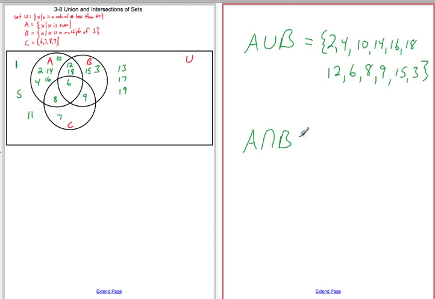So what is the intersection of A and B? It's only where they overlap. So A and B overlap at 12, 18, and 6. 12, 18, and 6. All right.